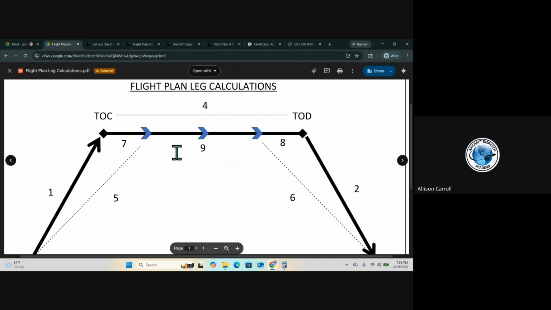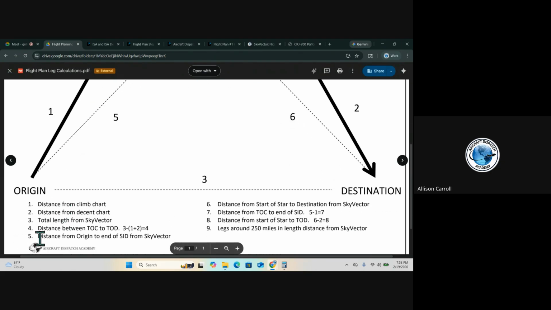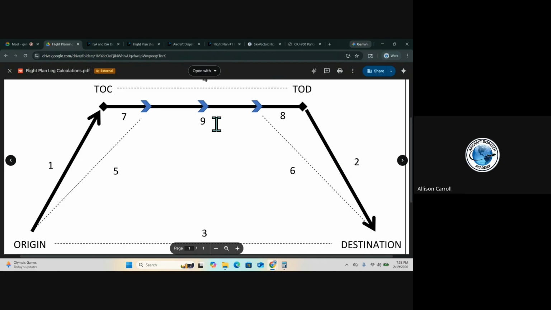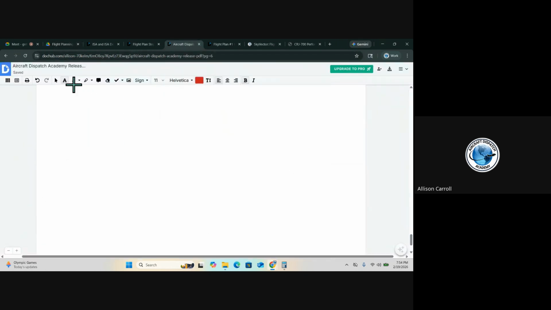And then we're going to start getting into everything else, okay? Number 4 is top of climb to top of descent. That is your whole cruise. And 5, I'll explain it as we go along, okay? But I'm going to go back to my dispatch release and I'm going to draw my own for Denver to Salt Lake.